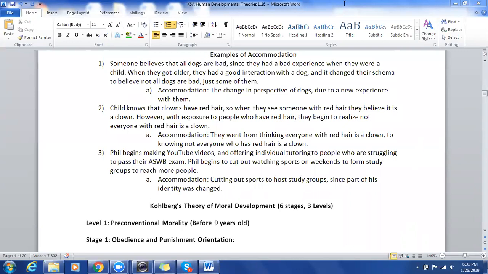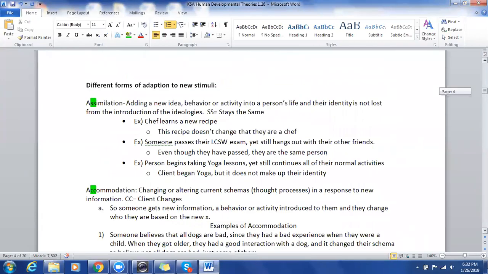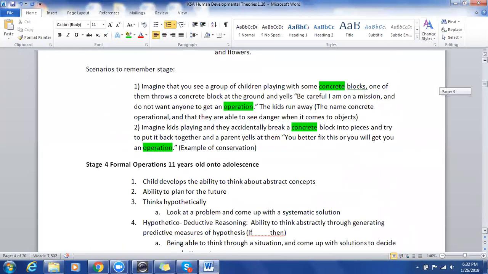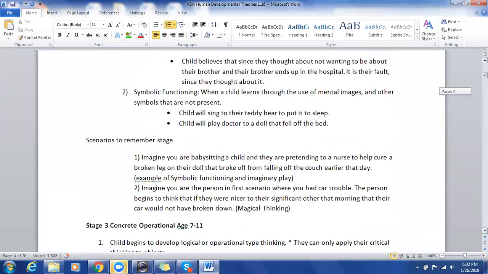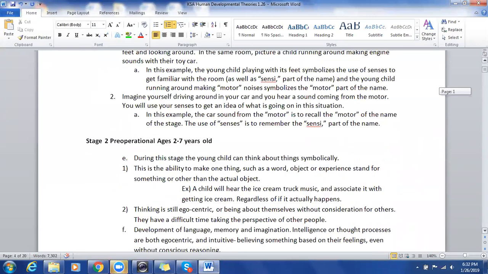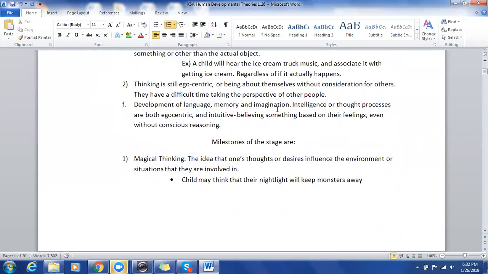I'm glad. So in the pre-operational stage, I just missed something that you said the child develops a sense of language and two other things. I just couldn't remember them. Memory and imagination. Oh, memory and imagination.